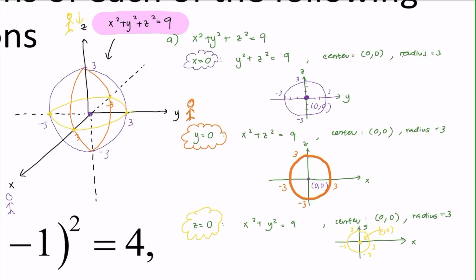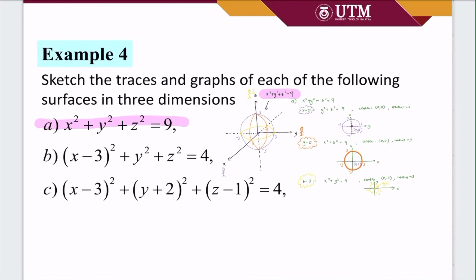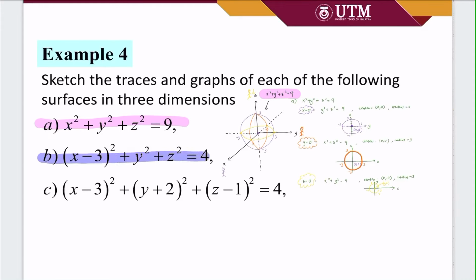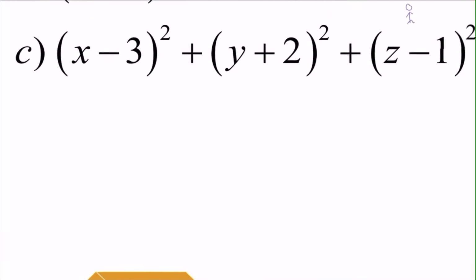Now we want to move to the next example, which is the second one here. We have (x minus 3) squared plus y squared plus z squared equal to 4, and we want to sketch that. So let's try. We have part b: (x minus 3) squared plus y squared plus z squared equal to 4.